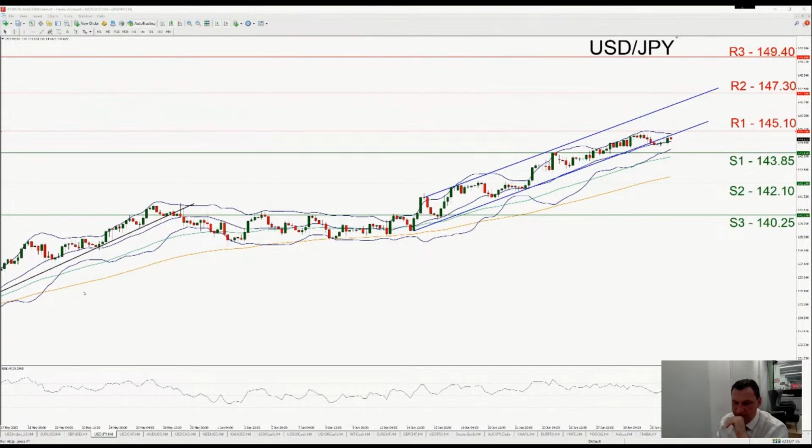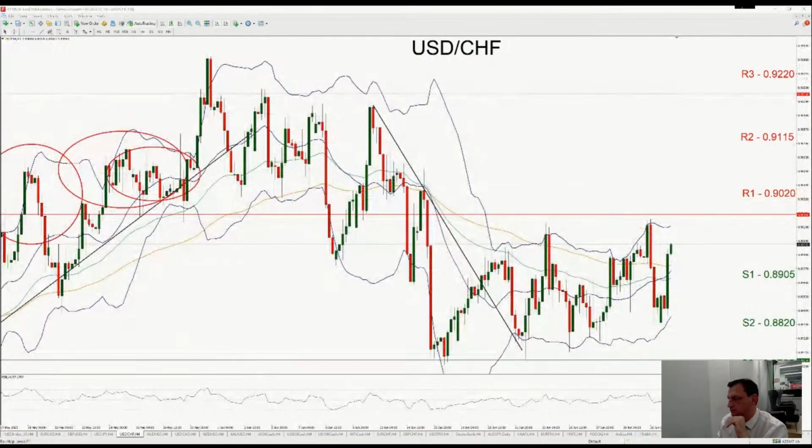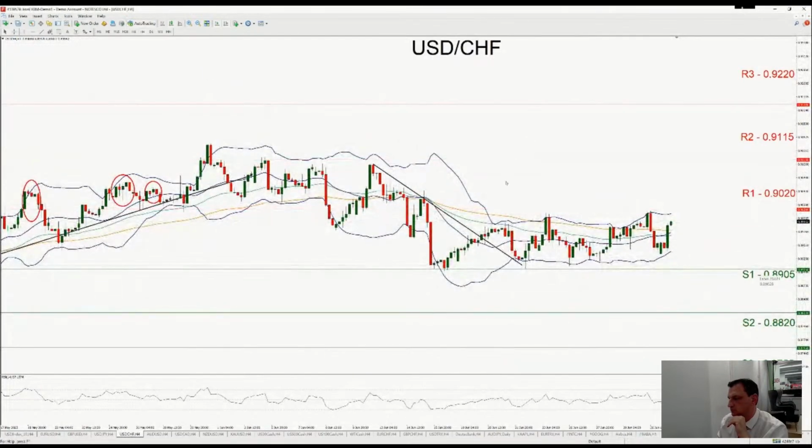Let's move now to USD CHF. Zooming in. It's a very nice, clear sideways motion. There seems to be no hesitation here.